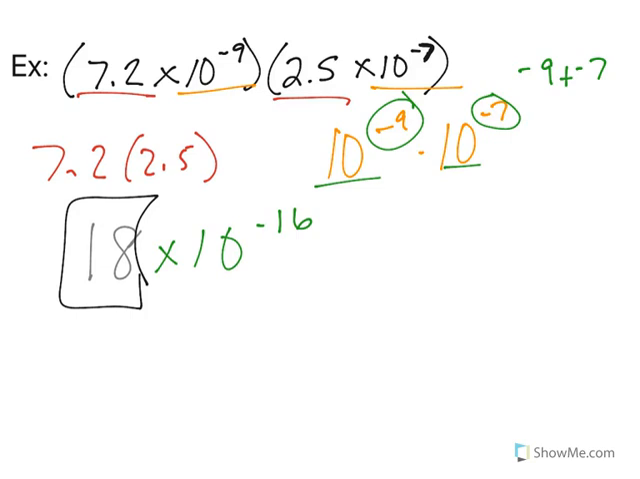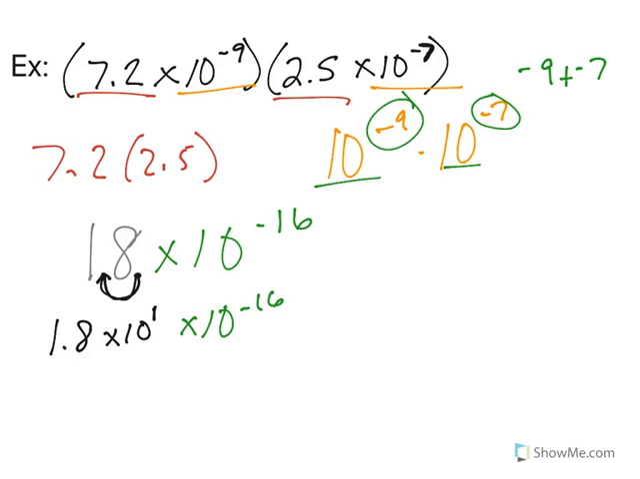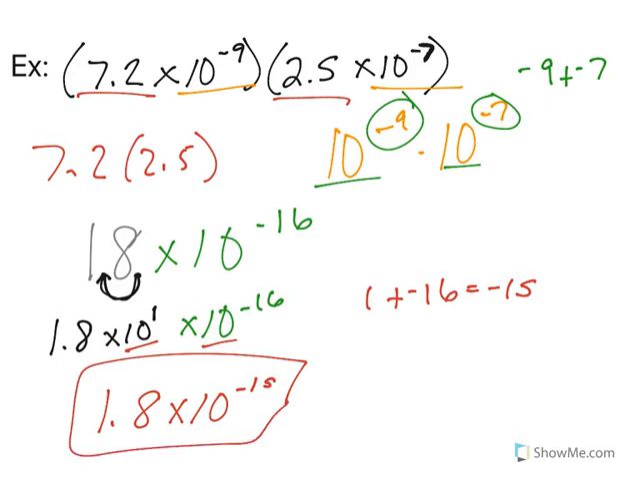So my decimal, if you don't see it, is at the end of the number. If I move it so that the number becomes between 1 and 10, I have 1.8 times 10 to the, I moved it one place, so my exponent is going to be 1. And it's going to be a positive 1 because 18 was bigger than 10. All right, I still have times 10 to the negative 16. So now I can move these together. If we look at our base 10 numbers, again, we're multiplying, so we add the exponents. I have 1 plus negative 16, which is negative 15. So 1.8 times 10 to the negative 15th.